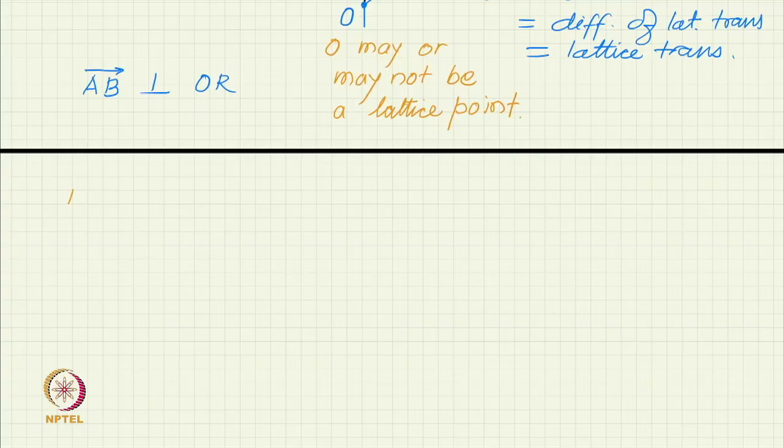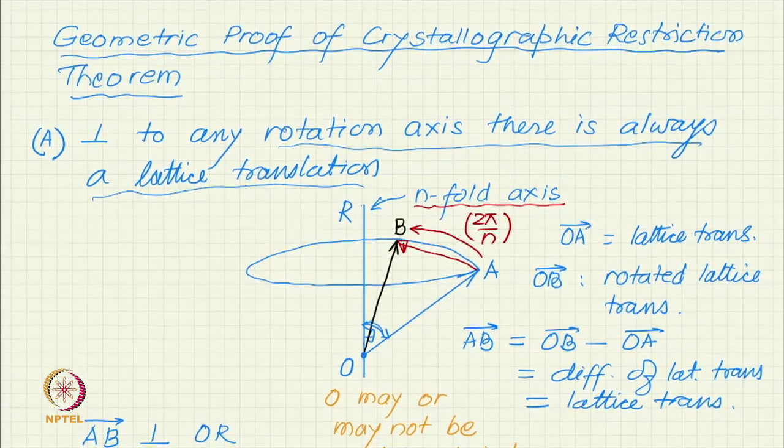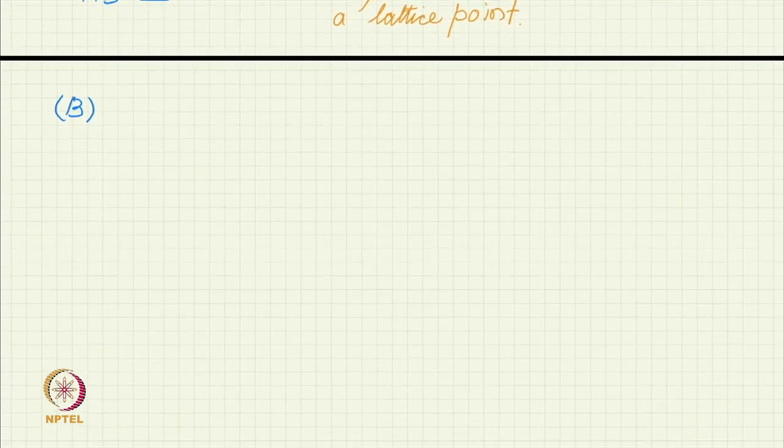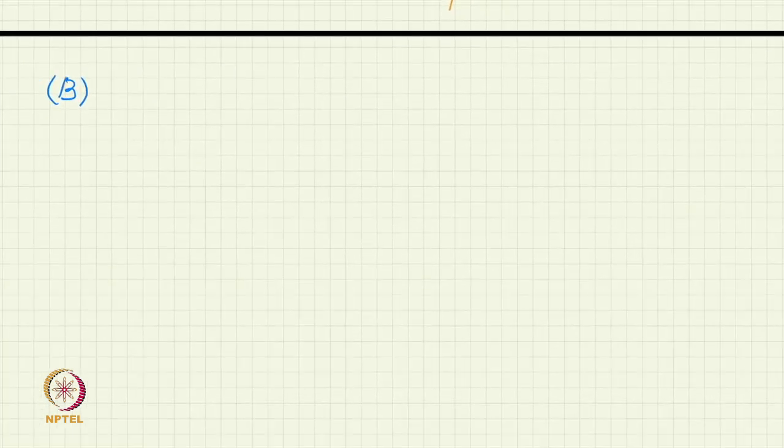This part is usually missed in books, so that is why I gave you. Most books will start with part B, but this part A is required because they assume. They will say, okay, now assume that O is my n-fold axis and let OA.